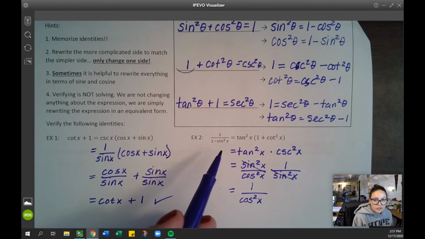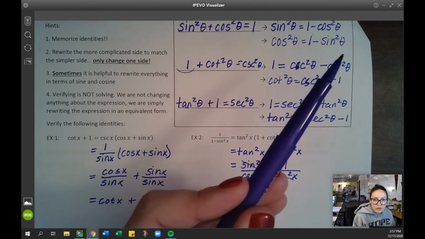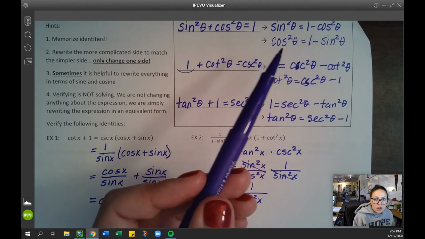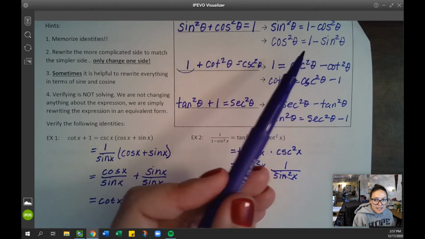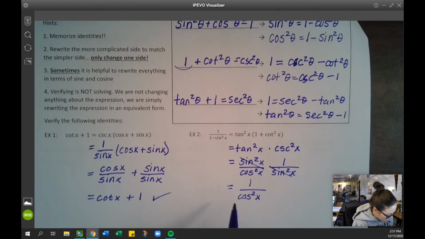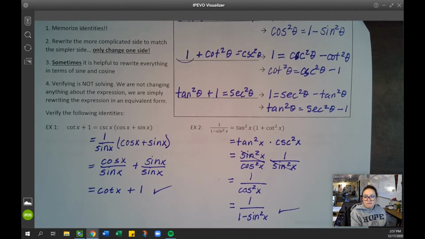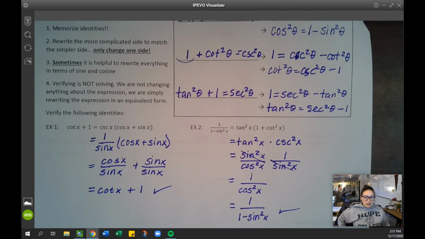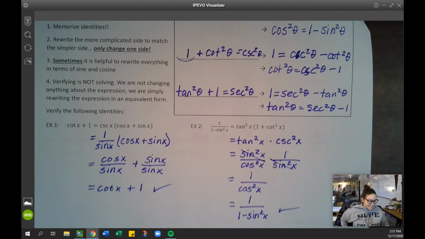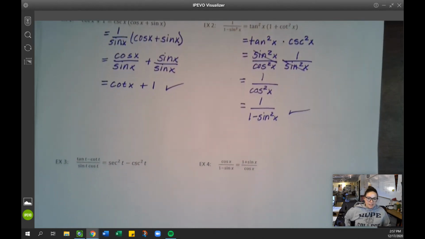This is one of our alternative forms of the Pythagorean identity. Cosine squared is the same thing as 1 minus sine squared. So I can write this as 1 over 1 minus sine squared. And boom, verified. Get that blue check mark.